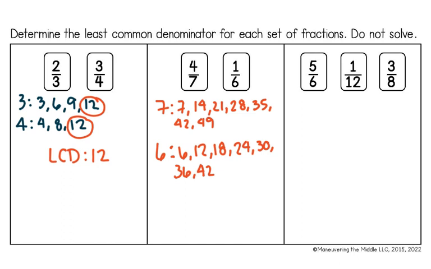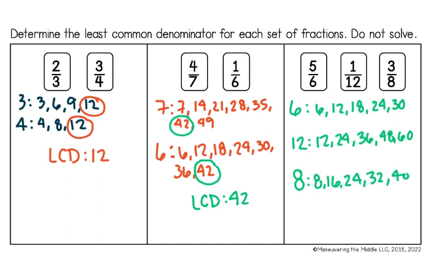And so when I look at these, I can see that they both have the number 42 in common. So our LCD is going to be 42. So now for our last problem, we have 3 numbers, and so we need to find the common denominator amongst all 3 numbers. So I have 6, 12, and 8, and I'm going to start by finding the multiples.